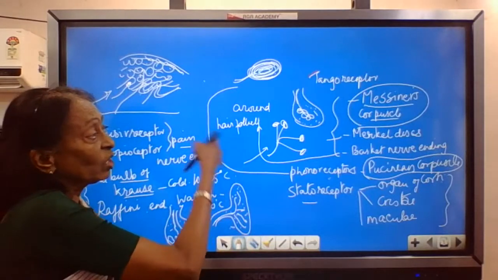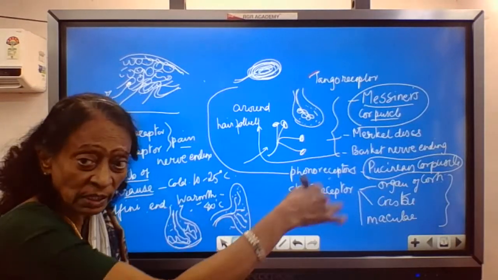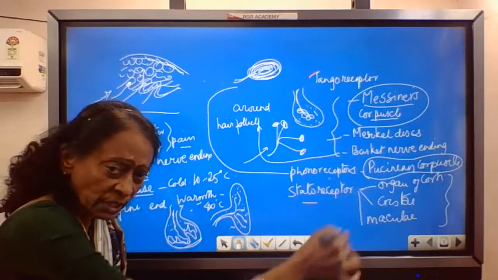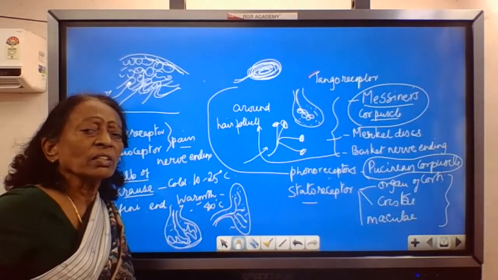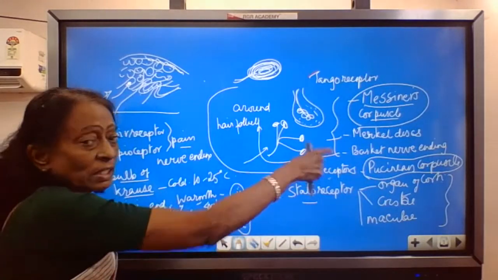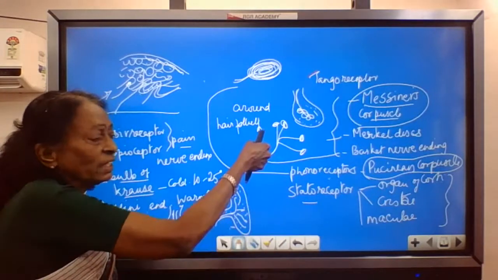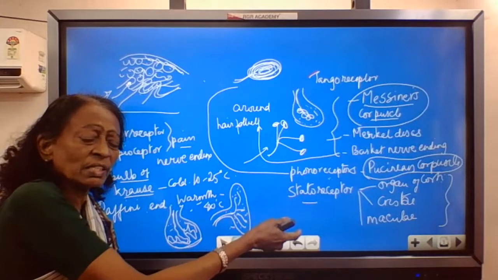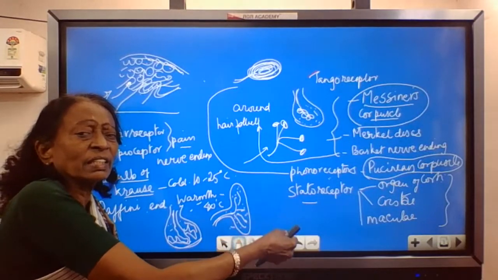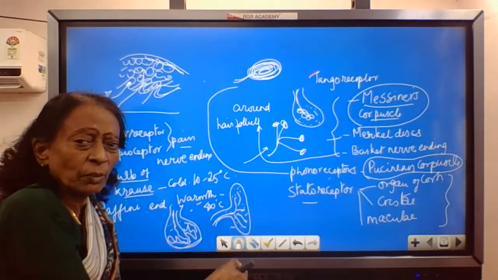The stimuli, all the sense organs: it is not towards the sense organ, it is from the sense organ that the stimuli is carried. Suppose pressure is a mechanical stimulus. When the mechanical stimulus is conducted, there is a transformation of energy: the mechanical energy is converted into electrical energy. The nerve ending becomes depolarized.